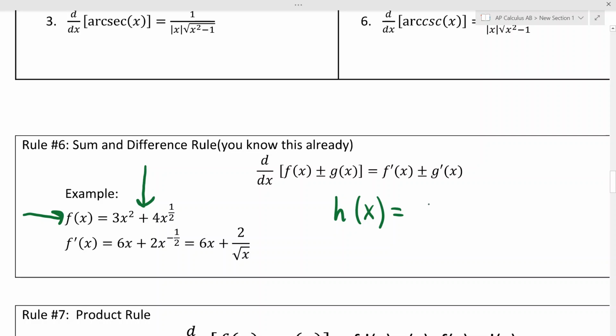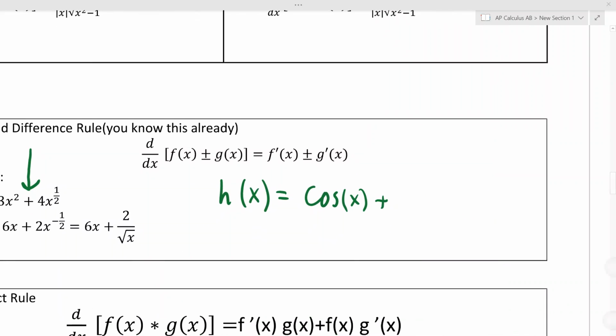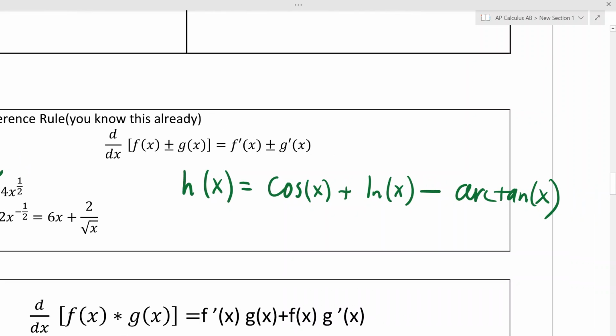If I gave you something like this, cosine of x plus ln of x minus arctangent of x. Go ahead and derive that, because they're all separated by pluses. What would h prime be? I know you got to look back in your notes. These are all just formulas. This is the recall center of our brain.